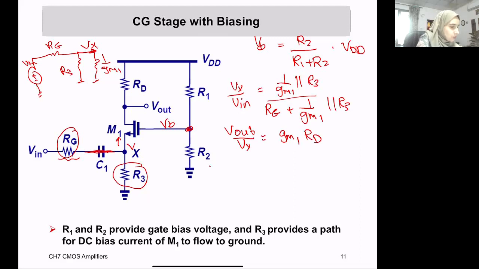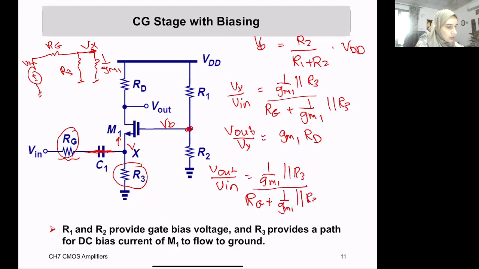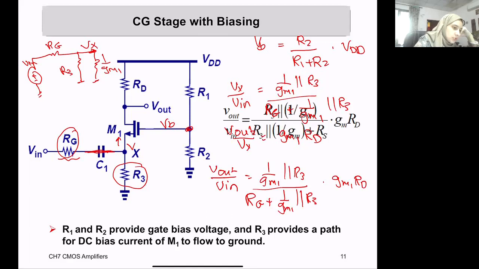So now Vout over Vn will be the multiplication of those two relations. So it will be 1 over Gm1 in parallel with R3, divided by RG plus 1 over Gm1 in parallel with R3, times Gm1 Rd. Okay? Any question on this? Yes, it's the same example as we did earlier. Okay, so this is, no, it's not visible, but it's the same thing.